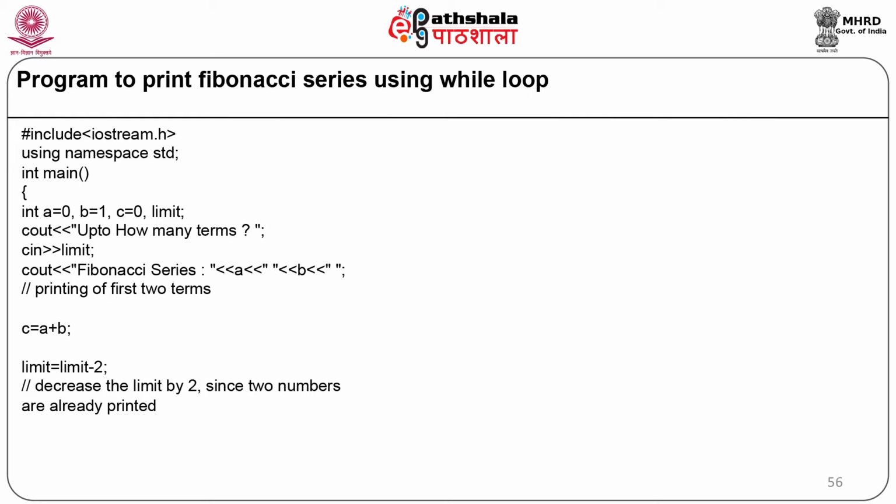Next, c equal to a plus b, limit equal to limit minus 2. Here we are decreasing the limit by 2 because two numbers are already printed. Now our loop will be while limit, inside that cout c. Now we are saying a equal to b, b equal to c, c equal to a plus b, and limit minus minus. Our while loop ends and return 0, our main program ends.